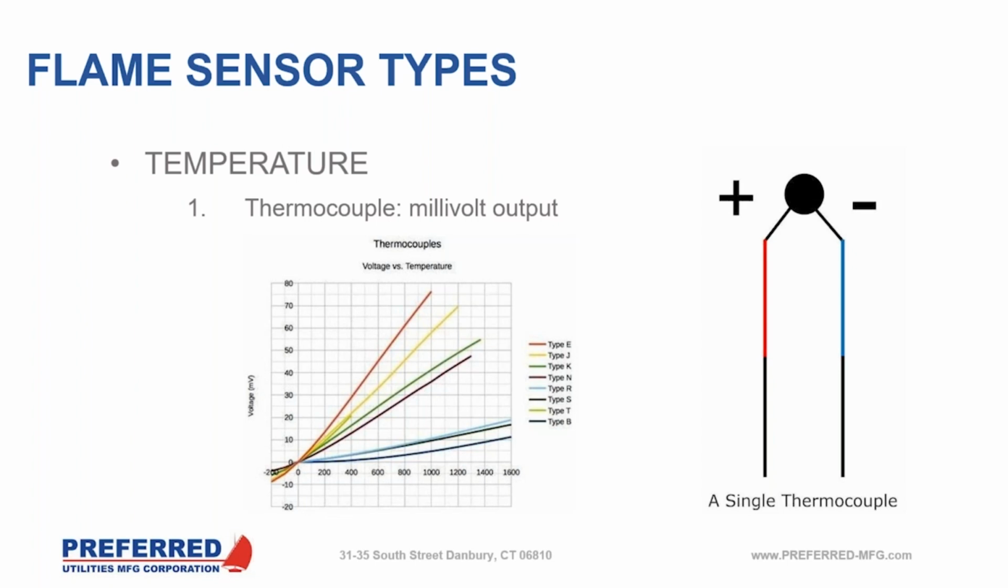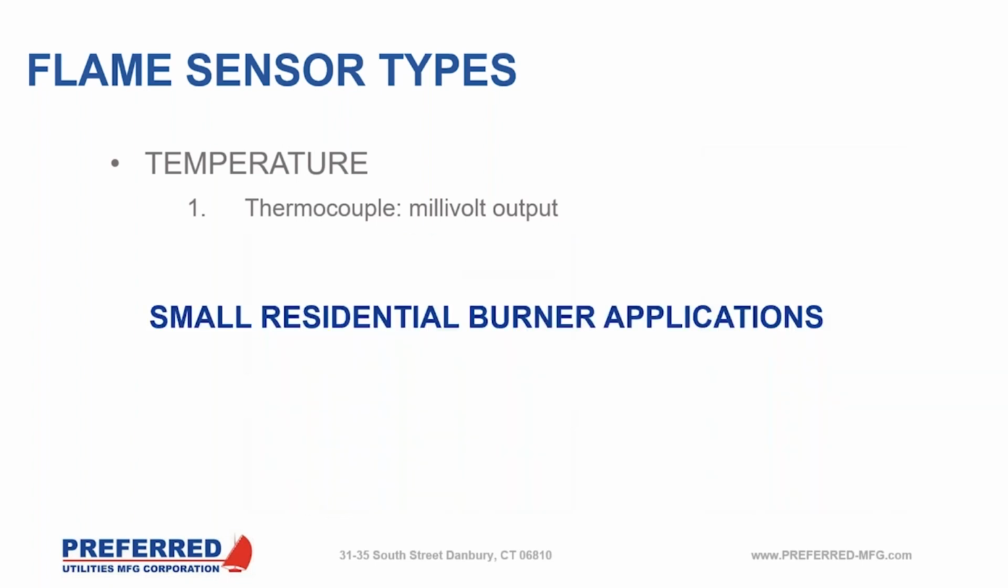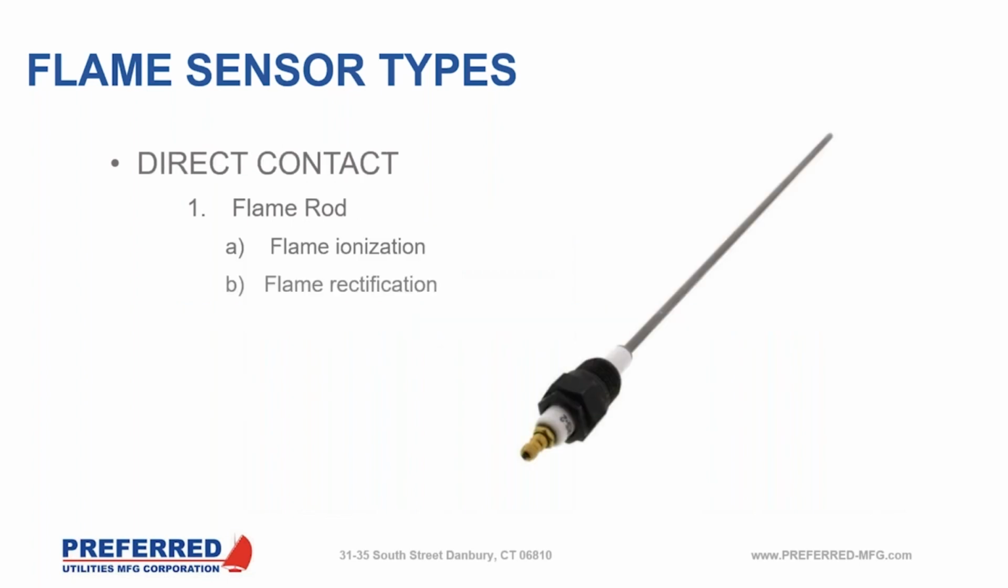And I've put up a chart here to show you what the voltage is versus temperature. What this allows us to do is determine what that temperature is based off of that millivolt input. Again, a very, very low signal, so we have to have something that's very accurate in being able to measure that very low temperature. Again, this is primarily for domestic type applications, very small burners, but I did want to bring it up. Small residential burners, that's the application for these.